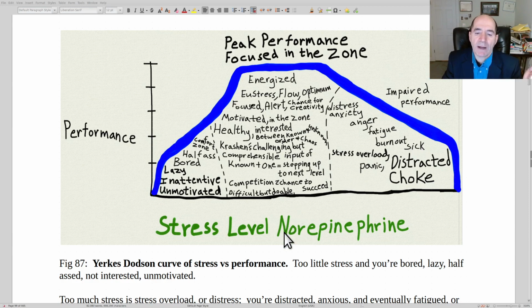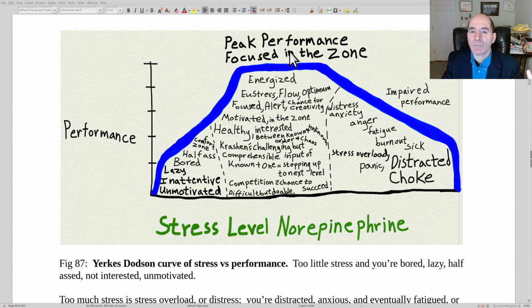So I'll talk a little bit about stress level, and what this is all about is something called the Yerkes-Dodson curve of stress versus performance. If you're not motivated and a little bit stressed, a little bit excited to do something, then you're going to be sort of half-baked. You're not going to have the energy. You're going to be inattentive, unmotivated. You can't really do much in that type of mindset.